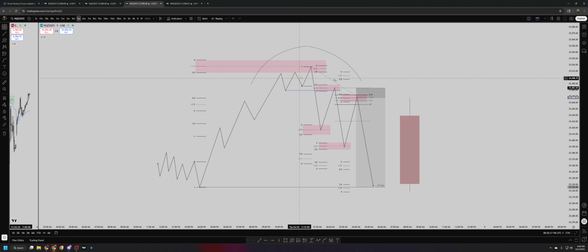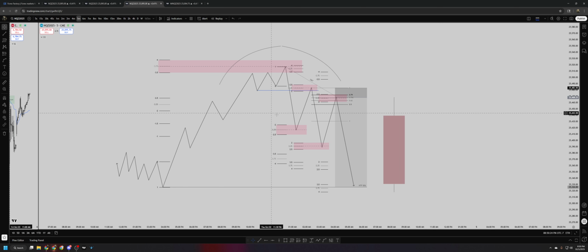Now, let's just say that this manipulation and start of our distribution happened during London, okay? Now, we are expecting that New York, when it opens, is going to continue this market maker sell model to our intended drawn liquidity. So we're assuming that we left some sort of high time frame PD array right down here, maybe equal lows, maybe a high time frame fair value gap imbalance. We're expecting that this will be our drawn liquidity.